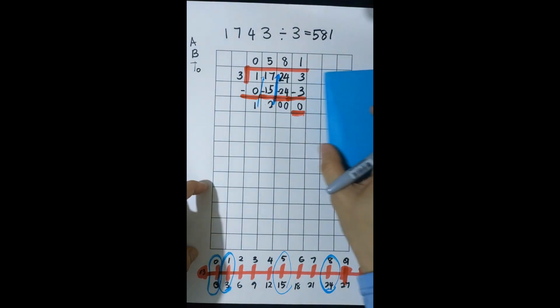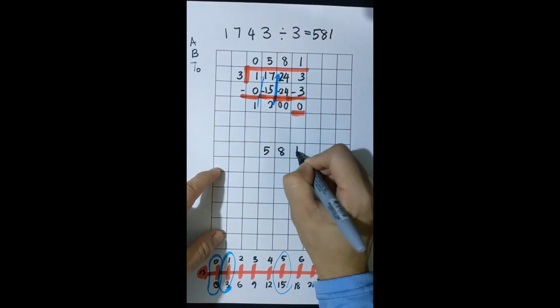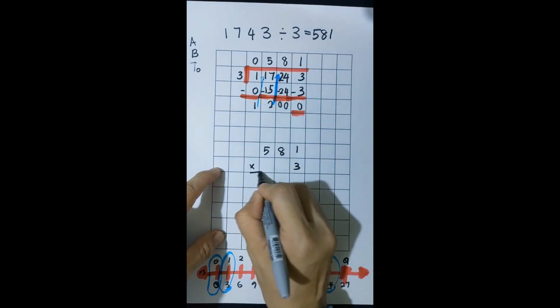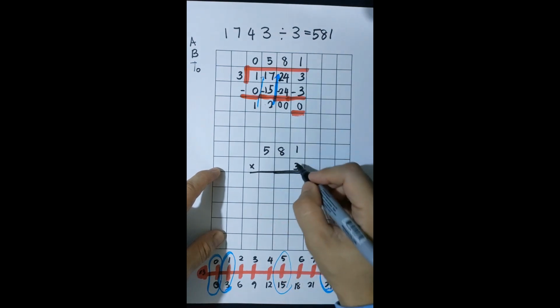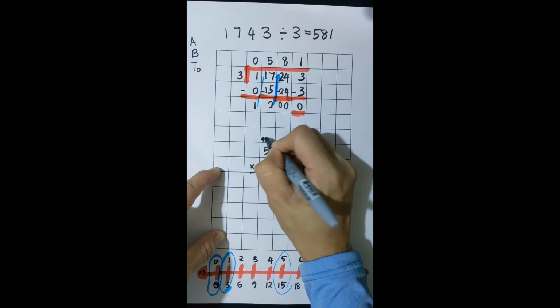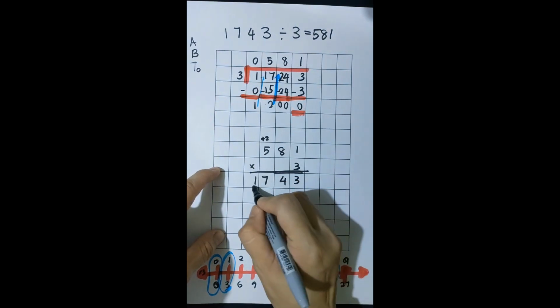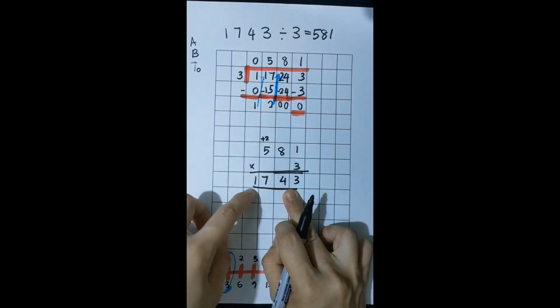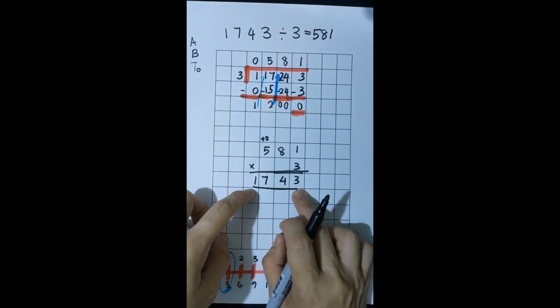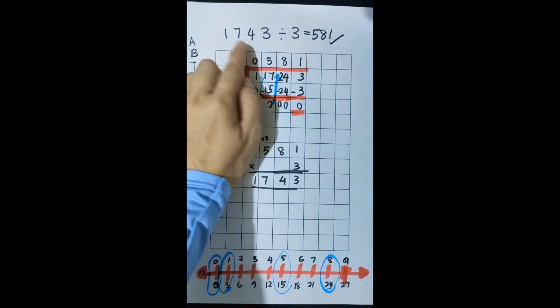Now how to check? By using multiplication. 581 times 3. 1 times 3 is 3. 8 times 3 is 24. 5 times 3 is 15, plus 2 is 17. So if your multiplication product is the same with the nombor depan ni, your answer is correct.